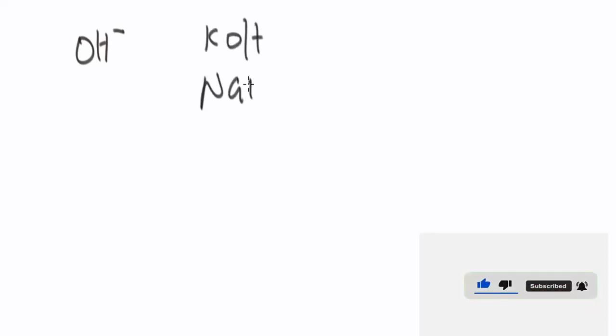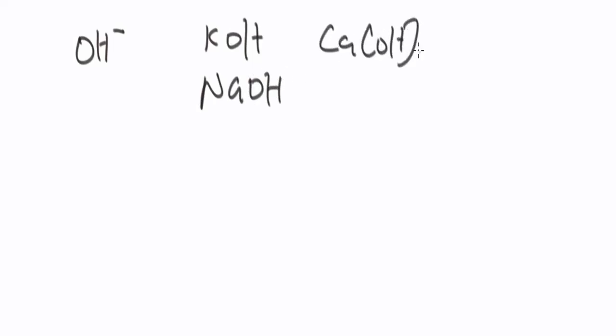Alright, so having known this basic definition of a base, let's look at classes of a base. Just like acid, we also have strong bases and weak bases. A strong base is a base that can ionize completely. For example, we have potassium hydroxide, we have sodium hydroxide, we have calcium hydroxide, we have barium hydroxide. So these are examples of strong bases.